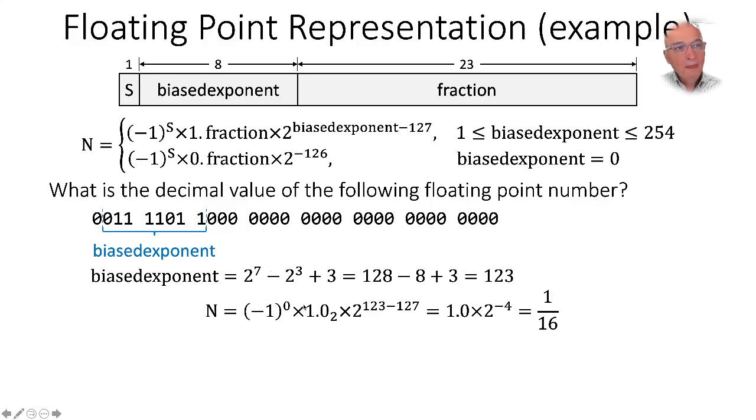My mantissa is 0 and my sign is 0, so I have minus 1 to the 0, times 1.0, because that's the value of the mantissa, times 2 to the 123 minus 127. I simply apply the values that I found from the number into the expression on the top, because I found that the bias exponent is not 0. That gives me 1.0 times 2 to the minus 4, which is 1 over 16. So the value 1 divided by 16 is given by this binary representation over here.